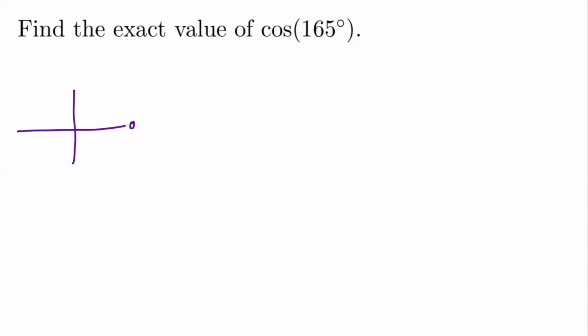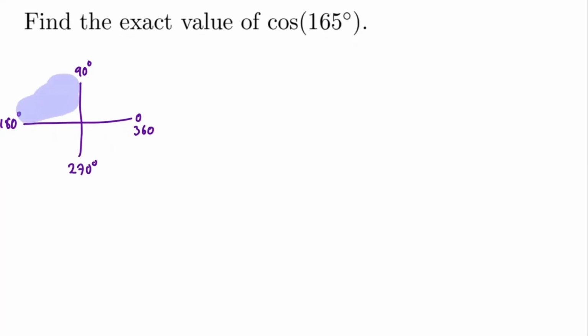So we know this is 0, this is 90, we'll have 180 degrees here, 270, and 360 degrees. As you go around counterclockwise, we have completed one full cycle. So that means 165 degrees will lie somewhere in this quadrant between 90 and 180. Let's suppose it's somewhere right here. Let's call this 165 degrees.